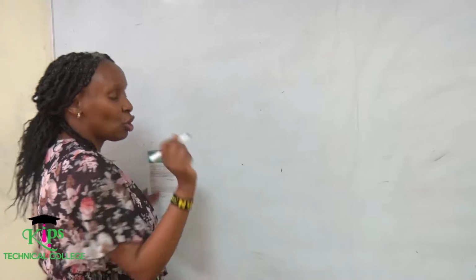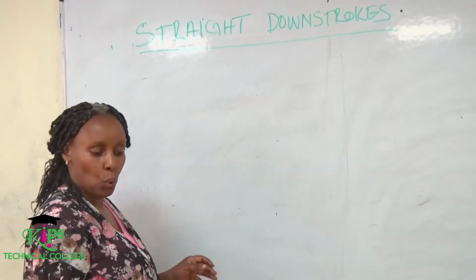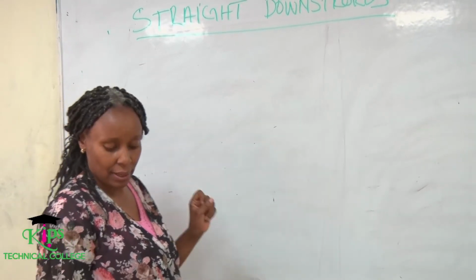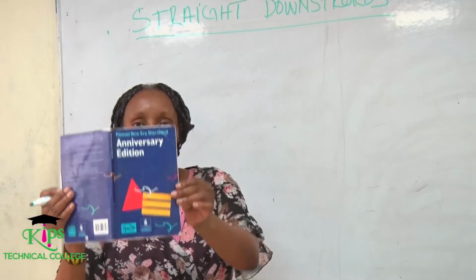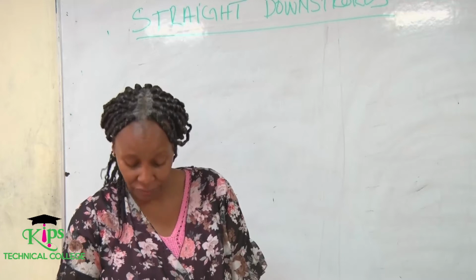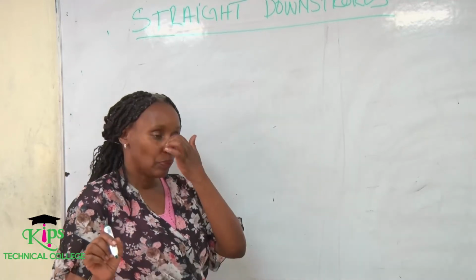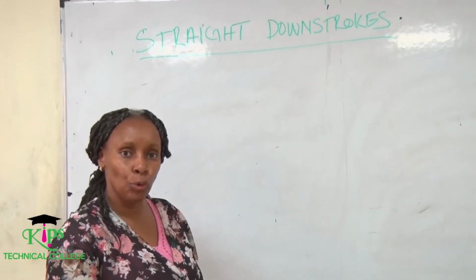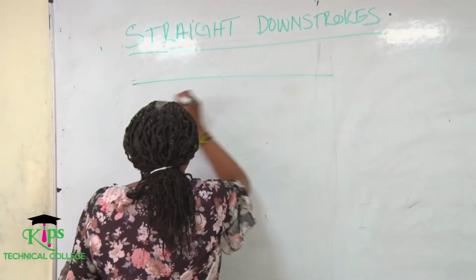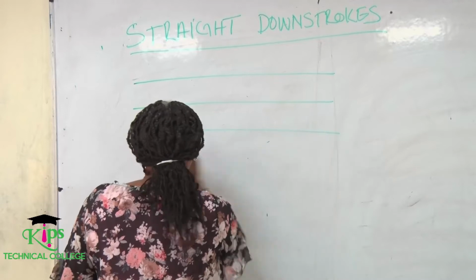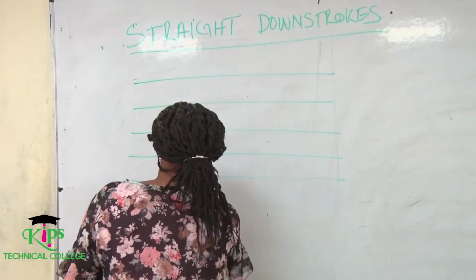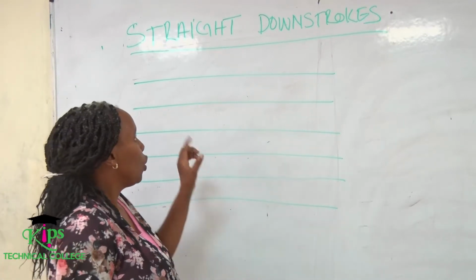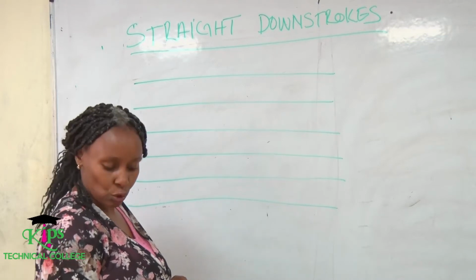So in shorthand, basically, what we do is that we divide our book, the book that you have. There's this book that I mentioned that you need to have a copy of. In shorthand, we normally write on a ruled book, the ordinary ruled book, which we shall assume looks like this. This is how our ruled book looks. Out of this, remember we said we are handling the straight downstroke.